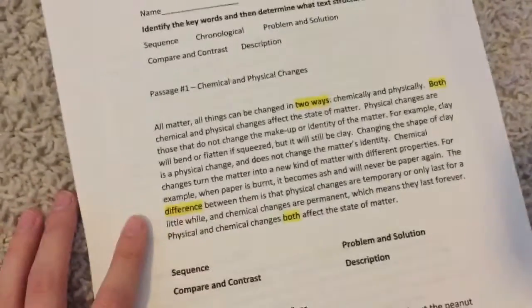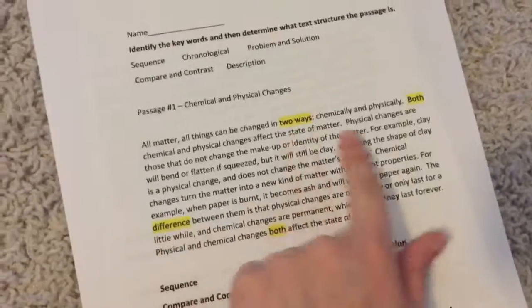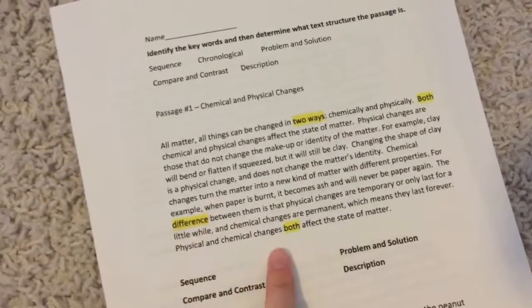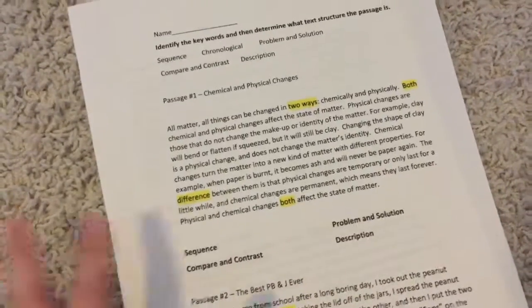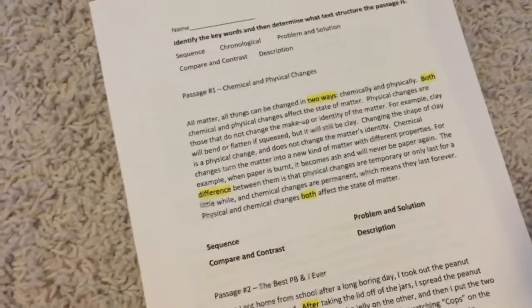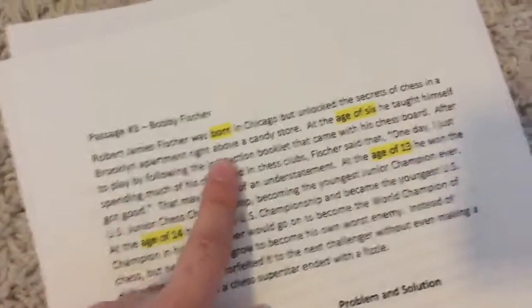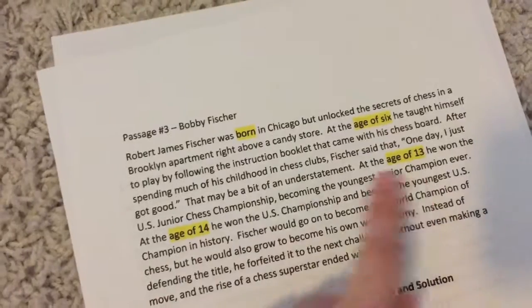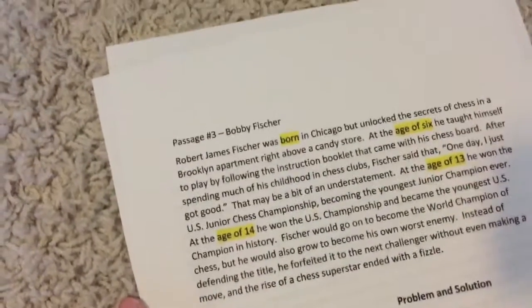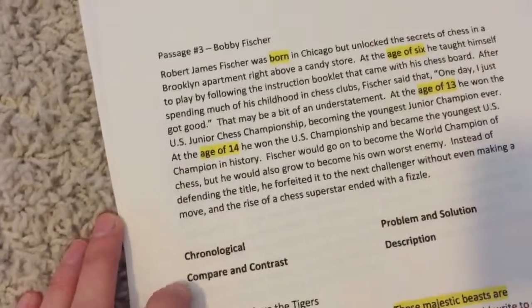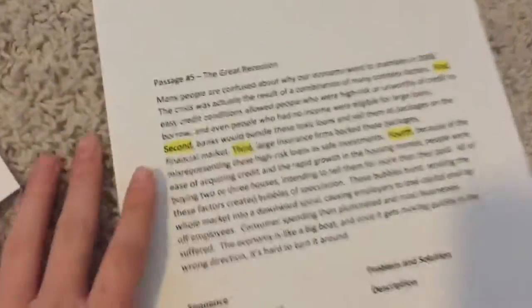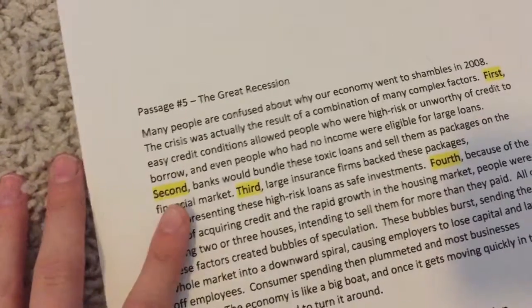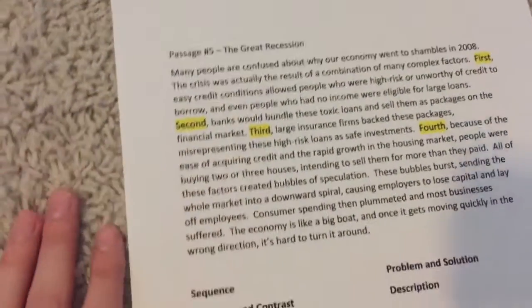So for this passage, the students would look at the keywords two ways, both, difference, and both, and then they'd have to decide out of all of these options which one it is. So obviously with those keywords, there'd be a compare and contrast. For this passage, students are looking at the words born, age of 6, 13, and then age of 14. So obviously it's going up in age, so that would be chronological. And then for this one, the students are looking at the keywords first, second, third, fourth. So that would be sequence.